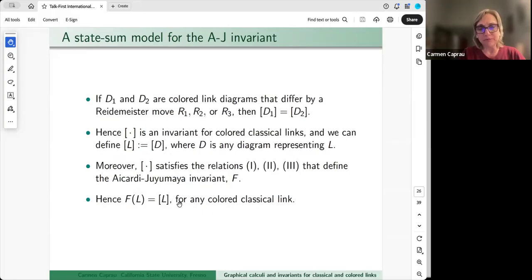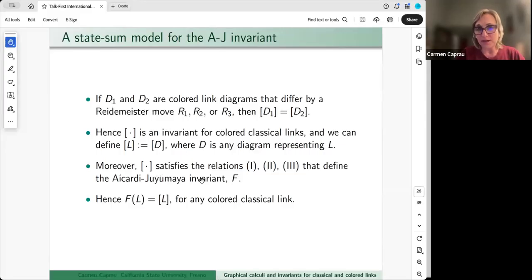And then from here, assuming that you didn't know that what we have is equal to the original invariant by Aicardi and Juyumaya, you don't need to prove that you have an invariant. So you can prove that in the opposite way as when we derived our graphical skein relations, we assumed the invariance under the Reidemeister moves to get the graphical relations. So now it would be backwards. You assume the graphical skein relations to get the invariance. So that is doable. It's just time consuming.